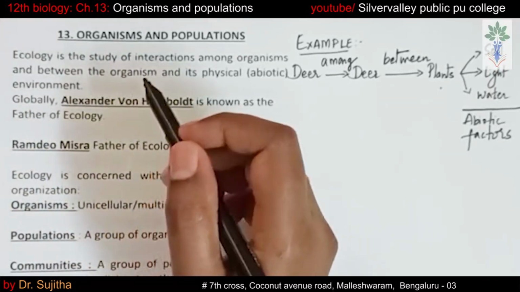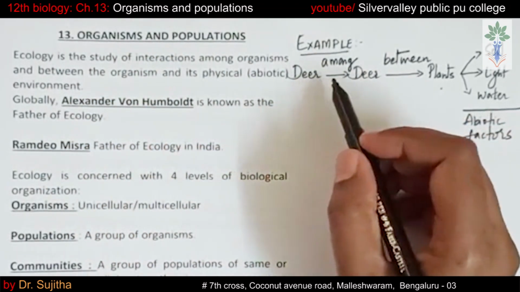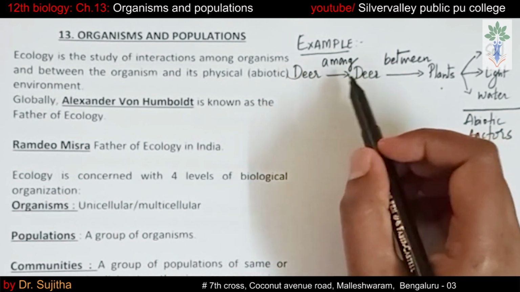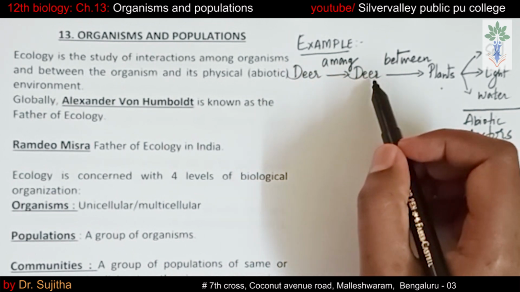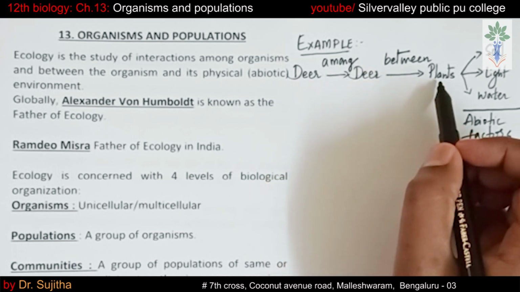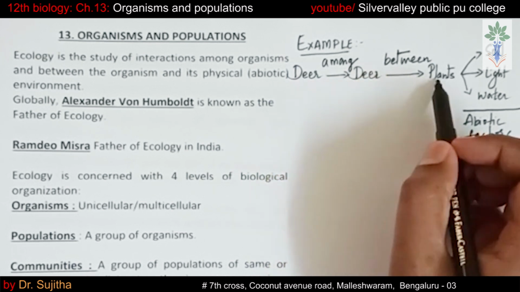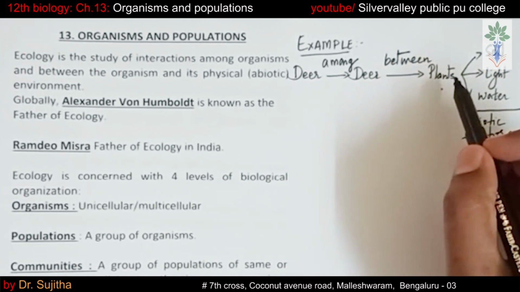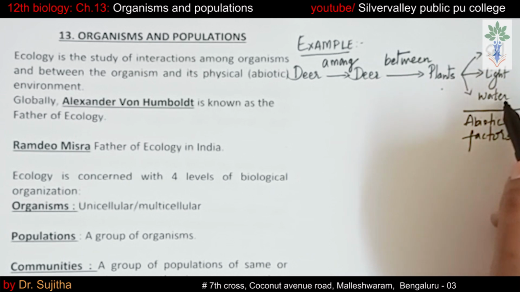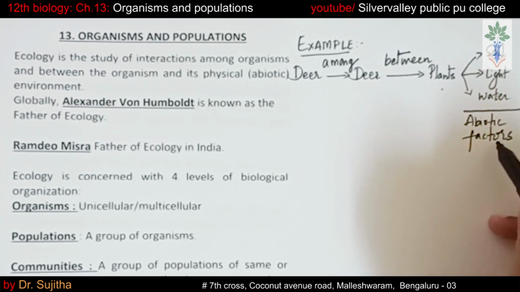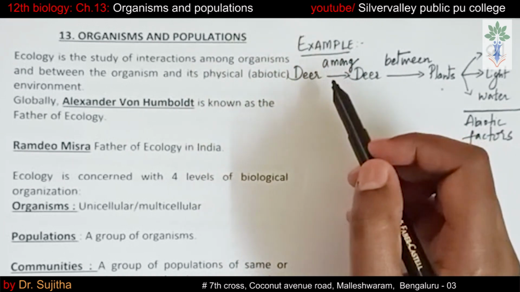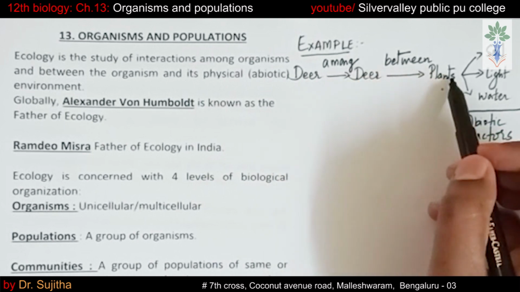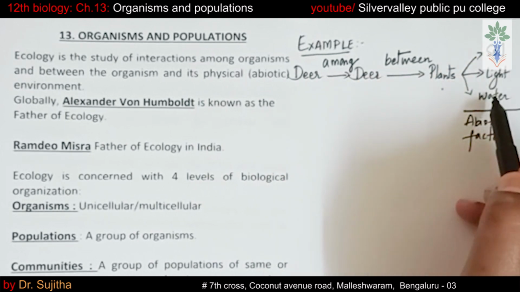Let us consider a very simple example. The deer is interacting with the other members of its herd. So here the interaction is among the organisms. Since deer is herbivorous in nature, it is dependent upon the plants. So here the interaction is between the organism and another organism. In order for the plant to survive, it is dependent upon the soil, light and water, which are nothing but the abiotic factors. So, ecology is the study of interaction among the organisms, and between the organisms and their physical environment.